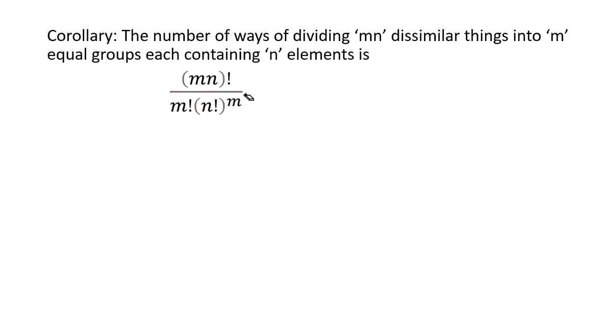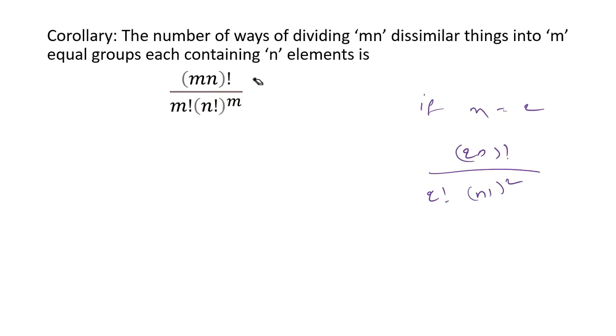So if m is equal to 2, then what happens? Then we'll have 2n factorial upon 2 factorial times n factorial raised to 2, which is nothing but n factorial times n factorial. That is our previous result. So if m is greater than 2, then we'll have this result. This is the more generalized result. The number of ways of dividing mn distinct things into m groups, each containing n elements, is going to be mn factorial upon m factorial times n factorial raised to m.